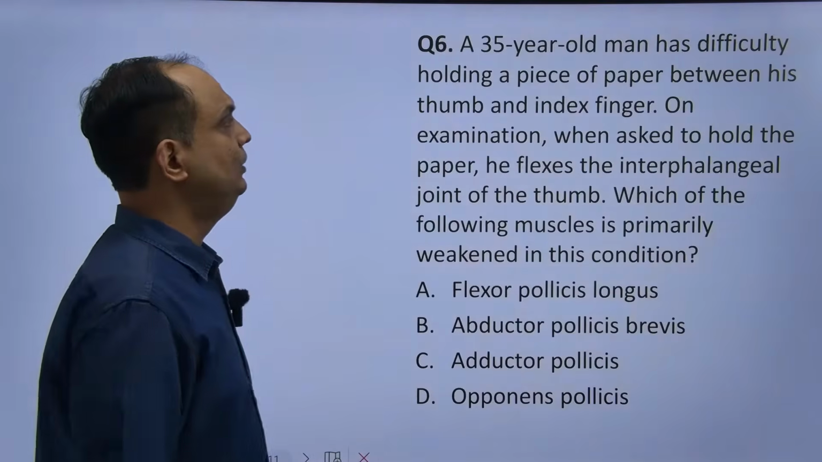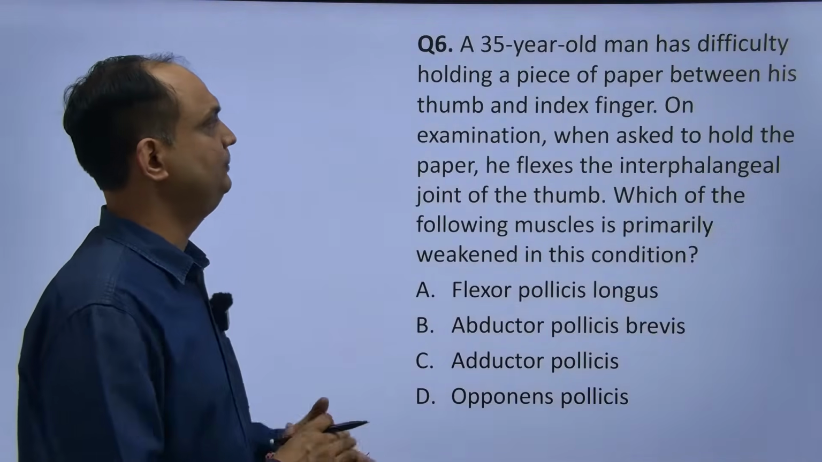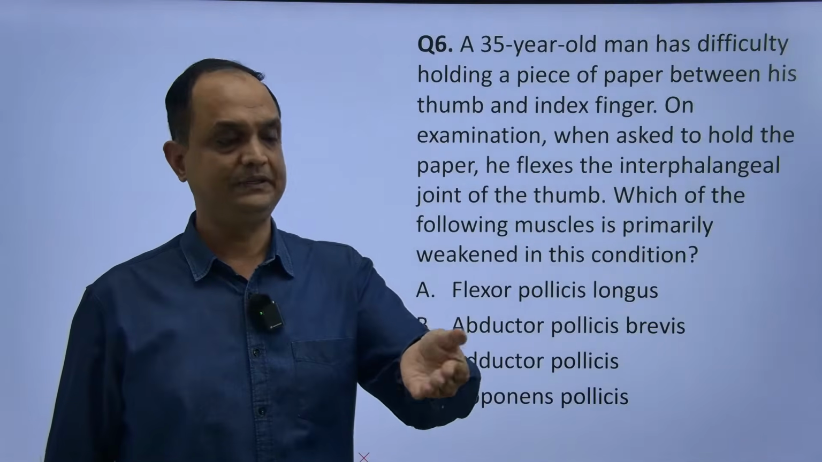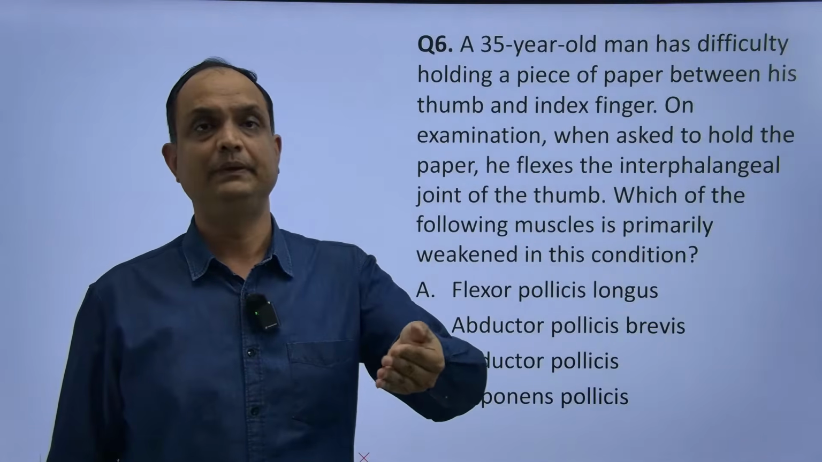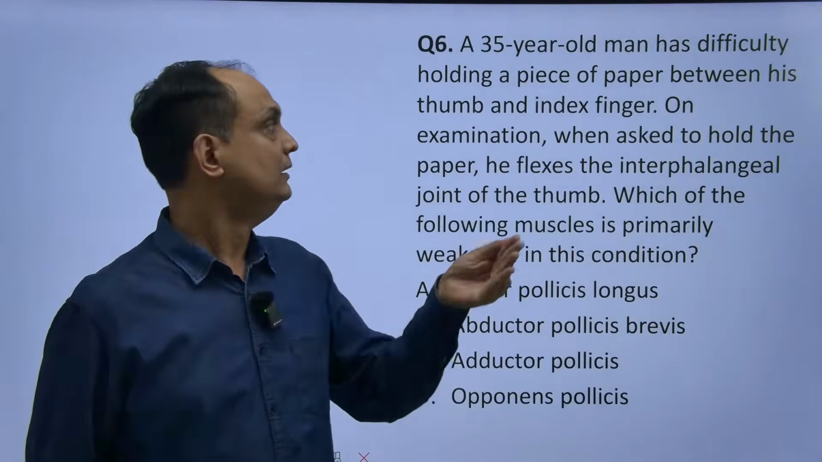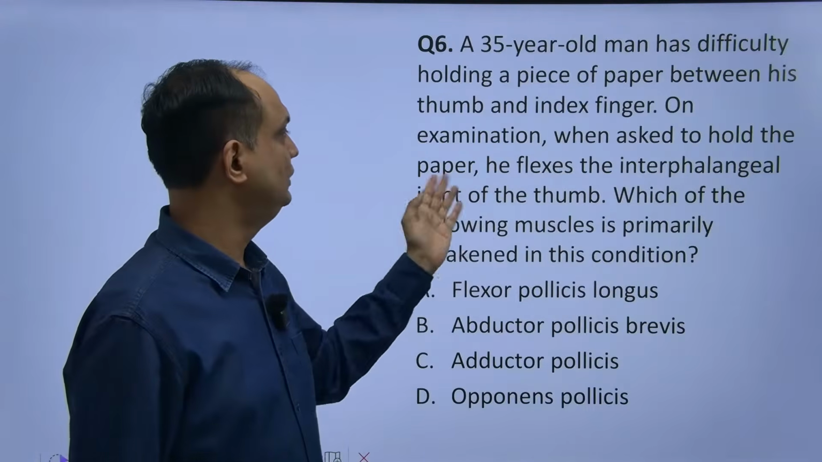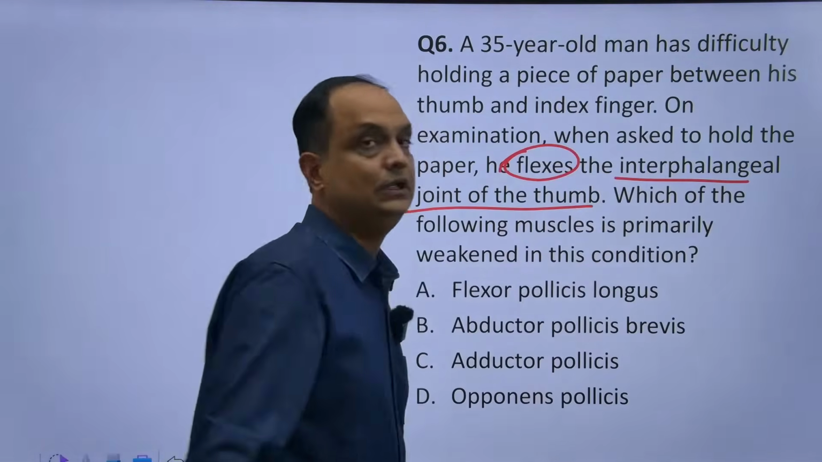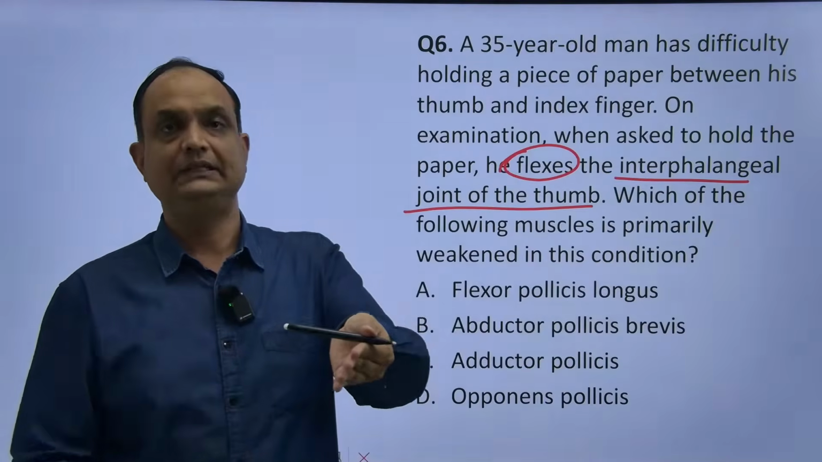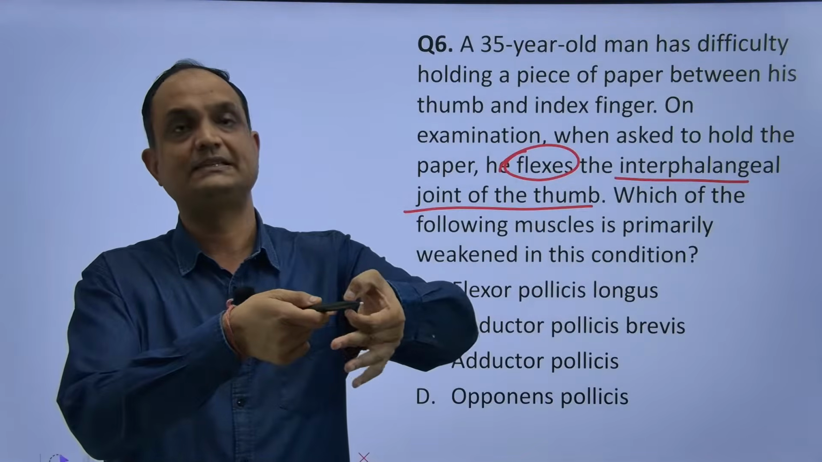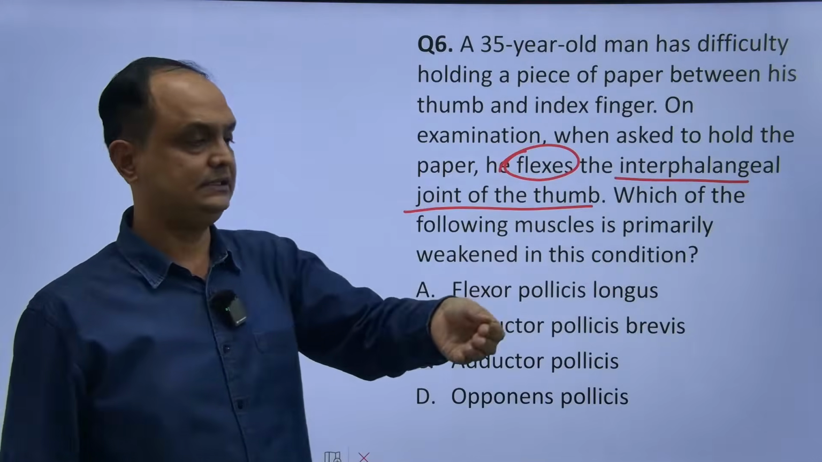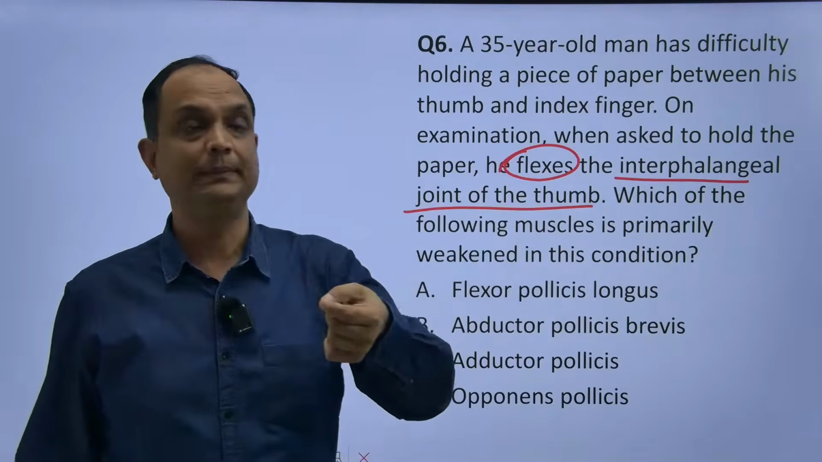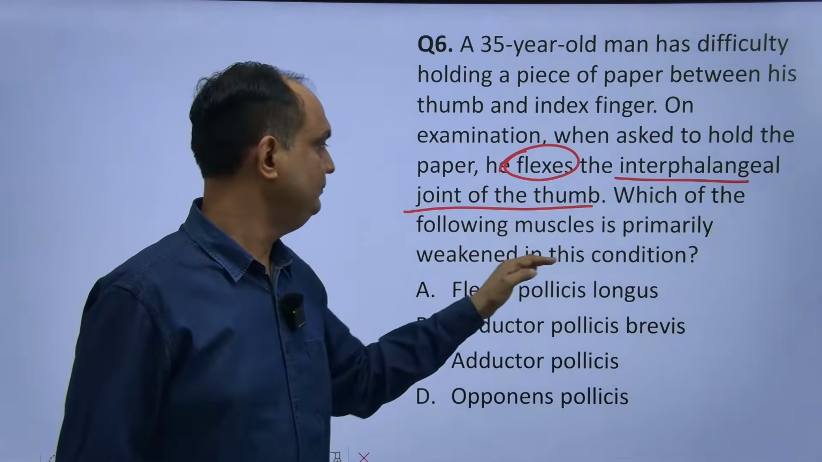A 35-year-old man has difficulty in holding a piece of paper between the thumb and index finger. So when you see that the patient is not able to hold the paper between the thumb and index finger, on examination, when asked to hold the paper, he flexes the interphalangeal joint of the thumb. So there are two ways. Either you can hold it like this, and in the second way you just flex. So rather than keeping the thumb straight, the person is flexing his thumb to hold the paper. Which of the following muscles is primarily weakened?